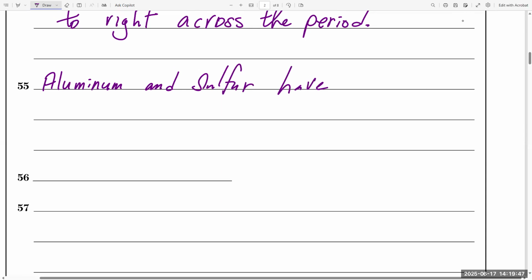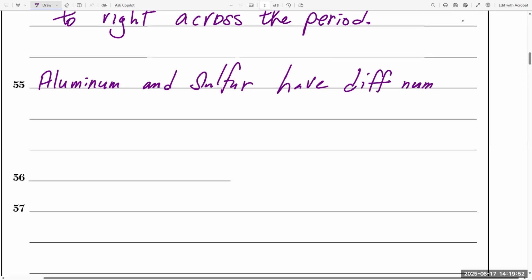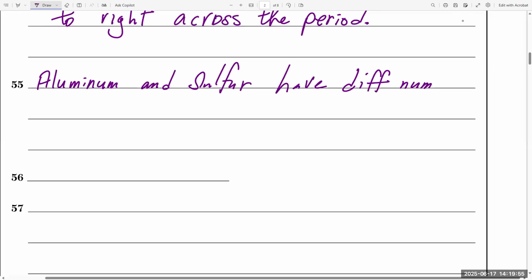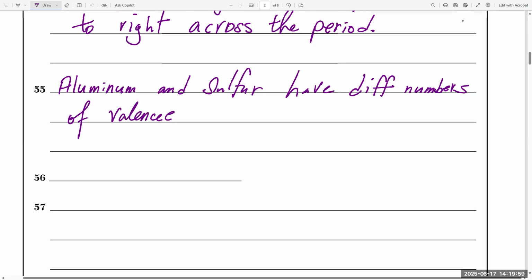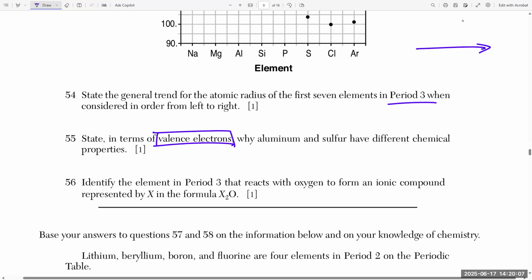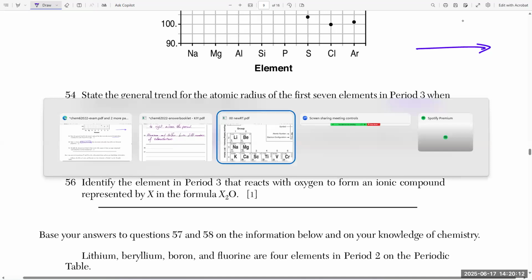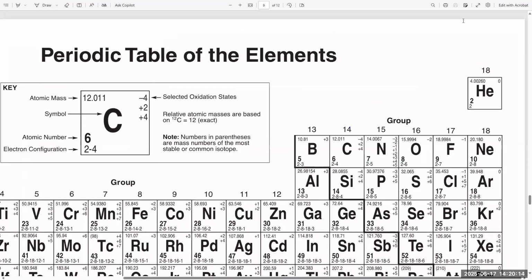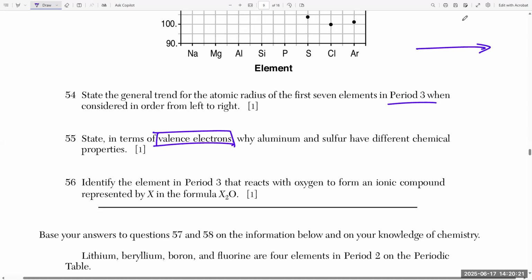They have different numbers of valence electrons. You could actually also write the number of valence electrons. You can look up aluminum, whose valence electrons are 3. Aluminum has 3 and sulfur has 6. So you could write that as well if you want to.